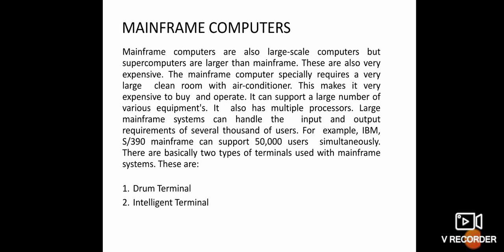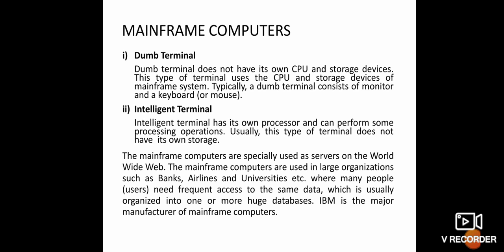There are two types of terminals in a mainframe system. First one is dumb terminal. Second one is intelligent terminal. What is a dumb terminal? It does not have a CPU and storage devices. It consists of a monitor, a keyboard and a mouse alone. Whereas an intelligent terminal consists of its own processor and can perform some processing operations on its own, but it does not have a storage.